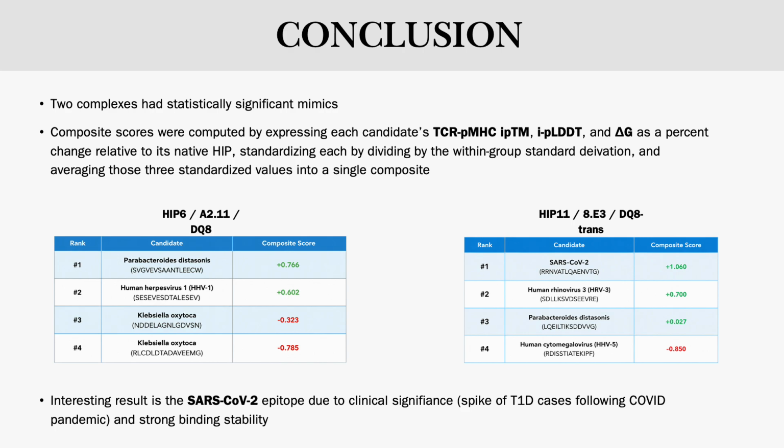To rank those finalists fairly, I built a composite score, taking each candidate's TCR, PMHC, IPTM, IPL-DDT, and delta G as a percent change from its native HIP, standardizing and averaging. 2 complexes produce statistically significant mimics. The most interesting result comes from a SARS-CoV-2 peptide, which outscored the native hybrid it's imitating. This is significant because clinicians report a rise in new type 1 diabetes cases after the COVID pandemic, and this gives a concrete, testable mechanism explaining that link.